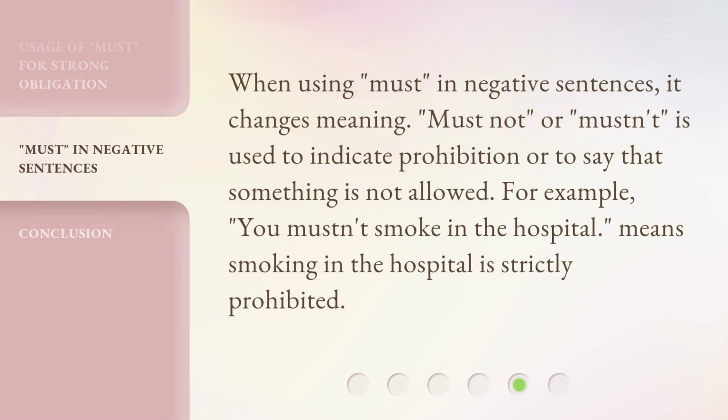When using must in negative sentences, it changes meaning. Must not, or mustn't, is used to indicate prohibition or to say that something is not allowed. For example, "You mustn't smoke in the hospital," means smoking in the hospital is strictly prohibited.